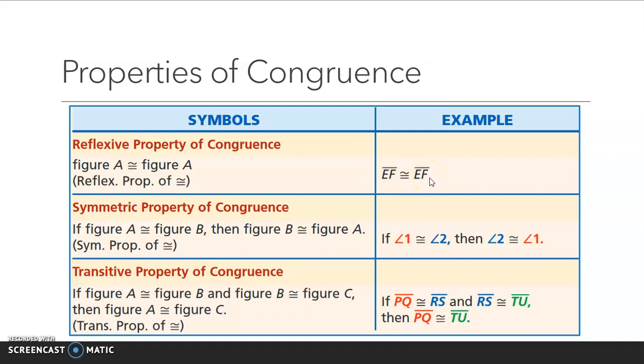And again, this is something that doesn't seem like it's useful, but surprisingly, we use it more often than you would think. The symmetric property says that if angle 1 is congruent to angle 2, then angle 2 is congruent to angle 1, and you're allowed to switch the sides of the congruence symbol. And the transitive property is if PQ is congruent to RS and RS is congruent to TU, then PQ is congruent to TU. So notice again, they skipped over the blue letters and they just had the red is congruent to the green. Okay, and that's the transitive property, very similar to the law of syllogism.